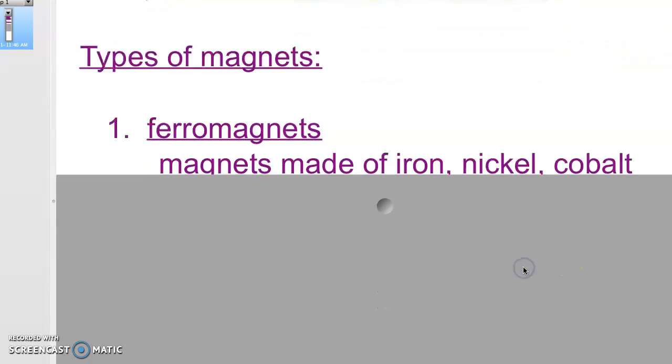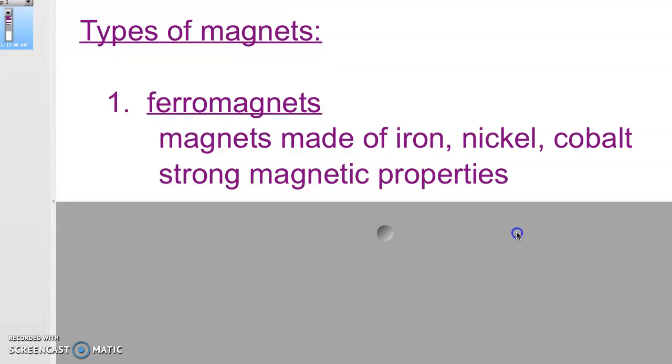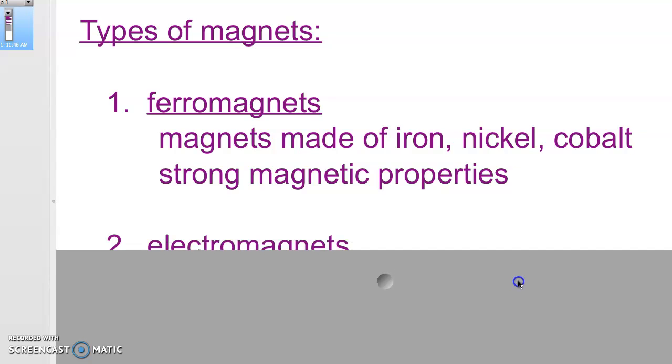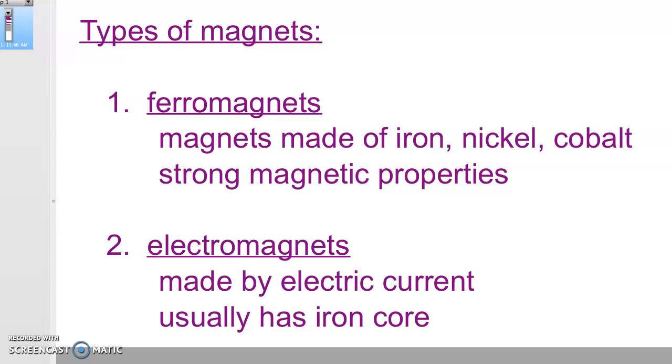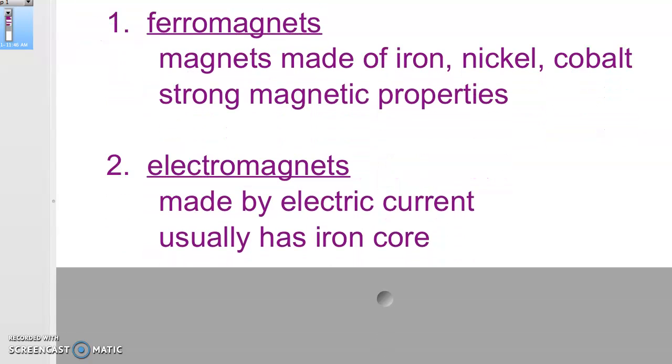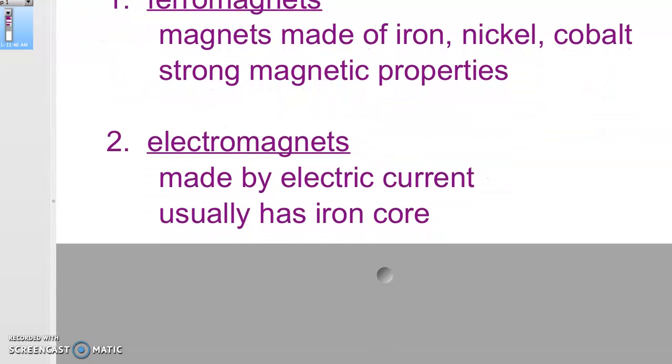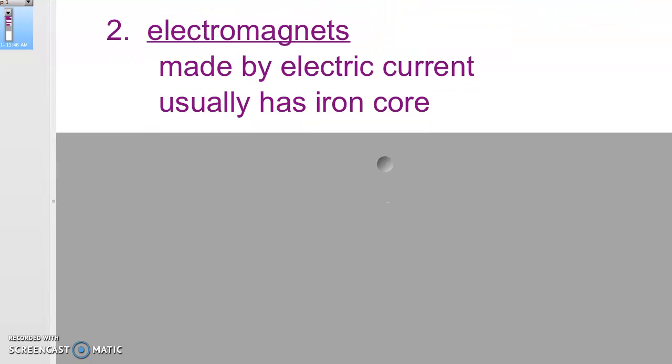So we have two types of magnets that we want to go over here. We have what are called ferromagnets. These are going to be made of iron, nickel, cobalt. These are really strong magnets, okay? Then we have electromagnets made with electric current. So they usually have an iron core to them.